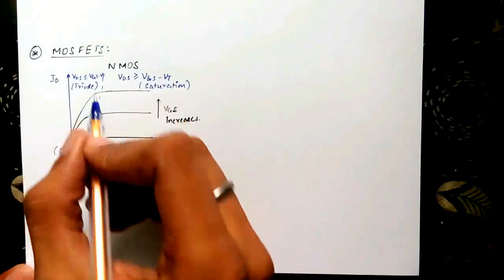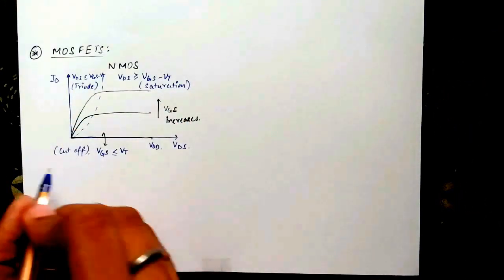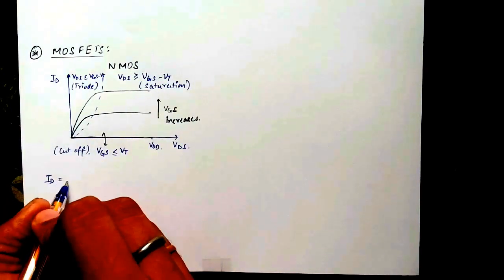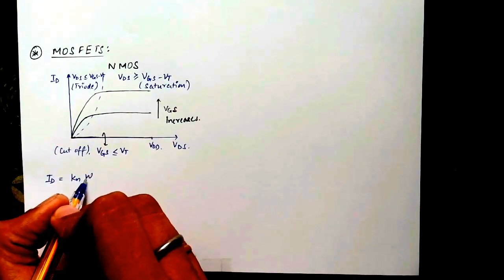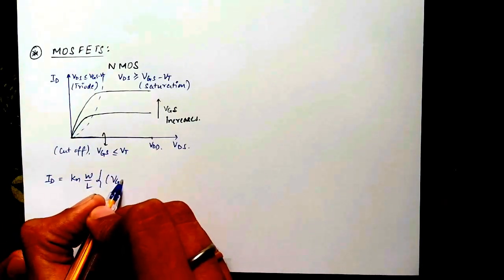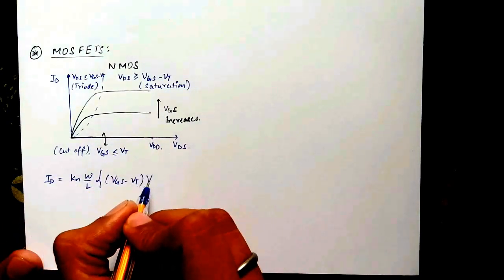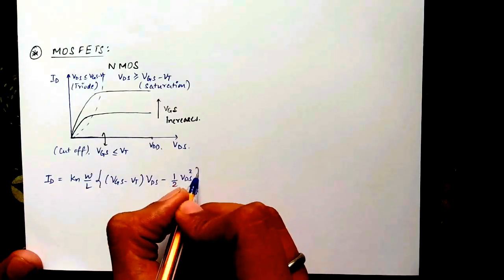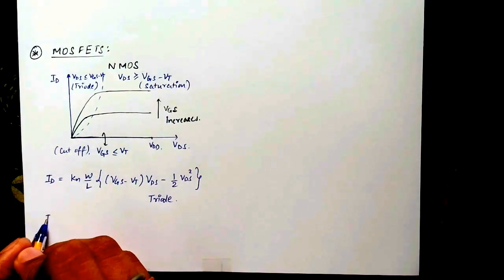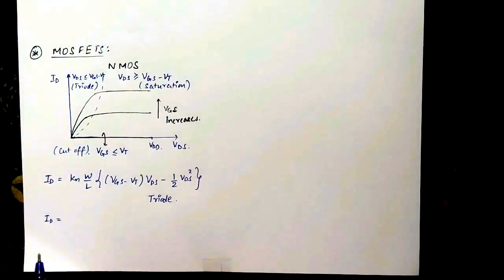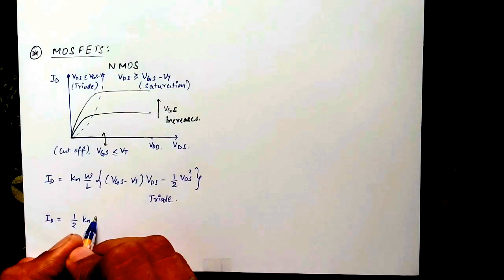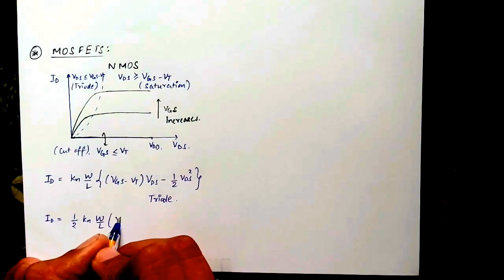Drain to source current flowing in an NMOS when operated in triode region is given by the equation ID is equal to mu n Cox W by L (VGS minus VT) into VDS minus half of VDS square. And when it is operated in saturation region, the equation is given by ID is equal to half of mu n Cox W by L (VGS minus VT) square.